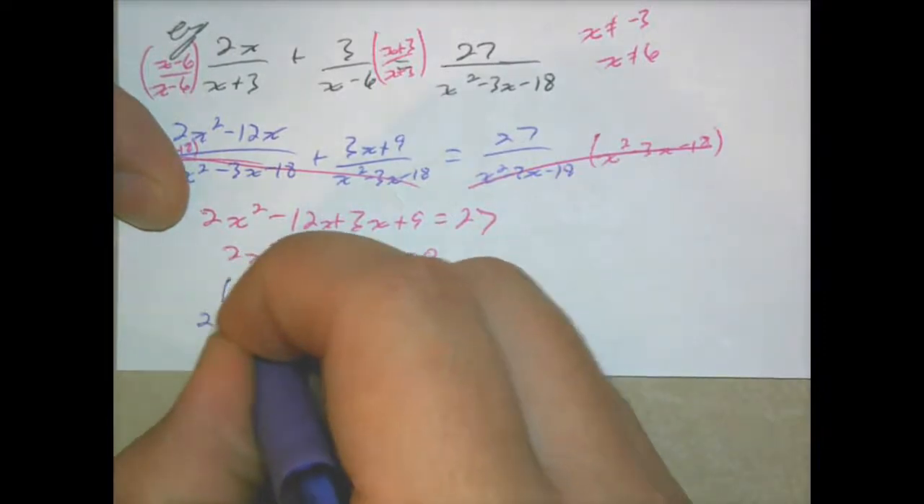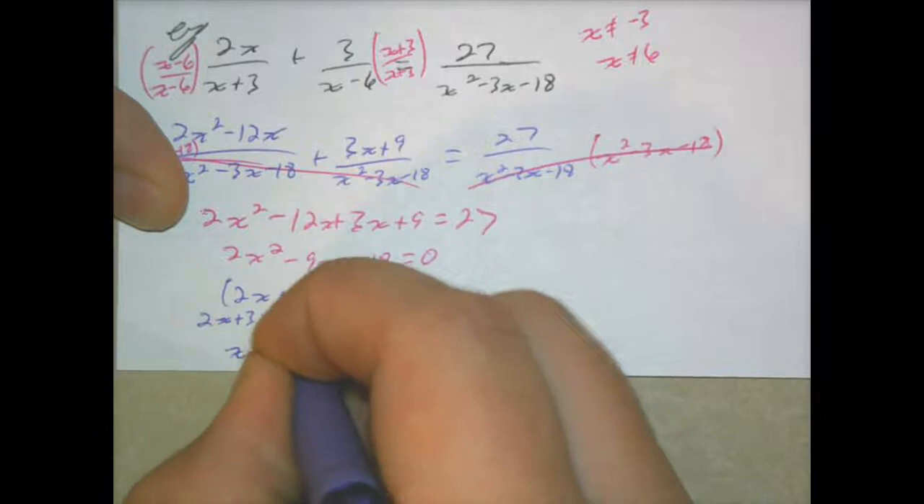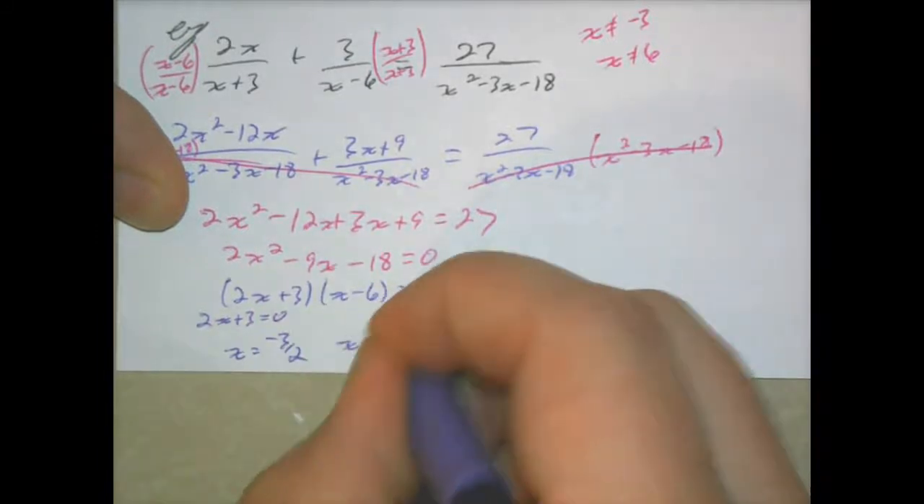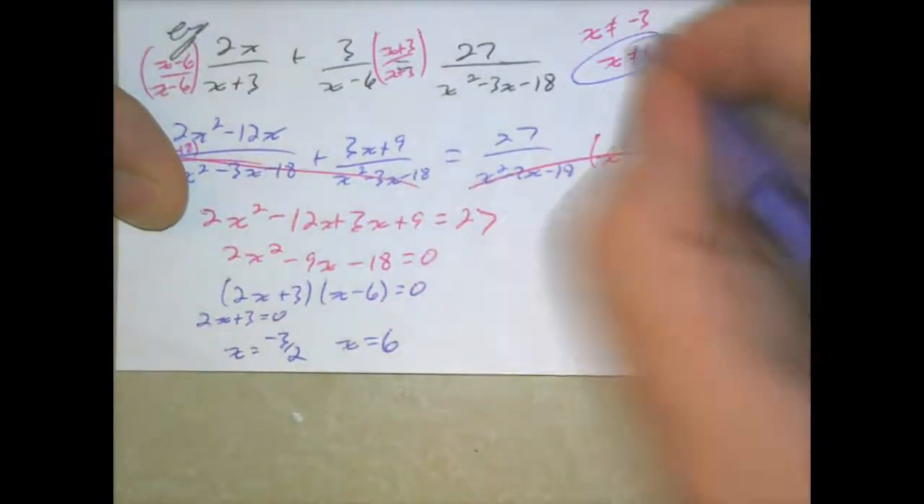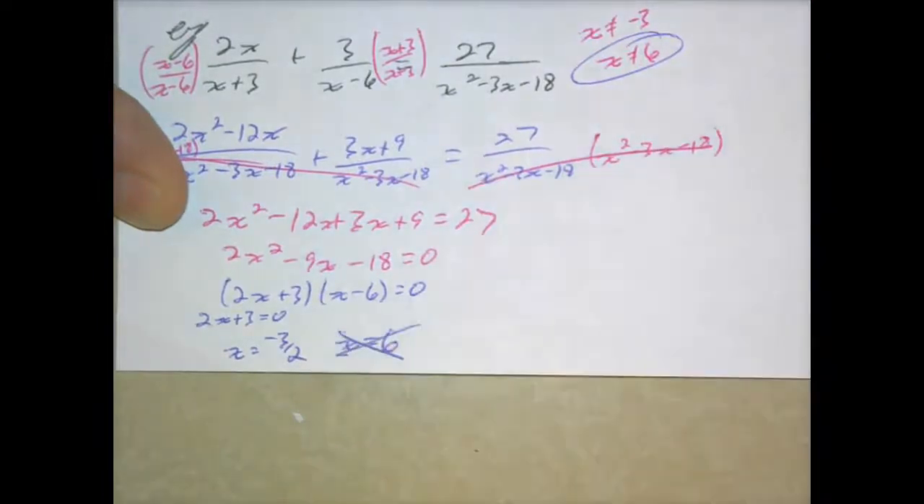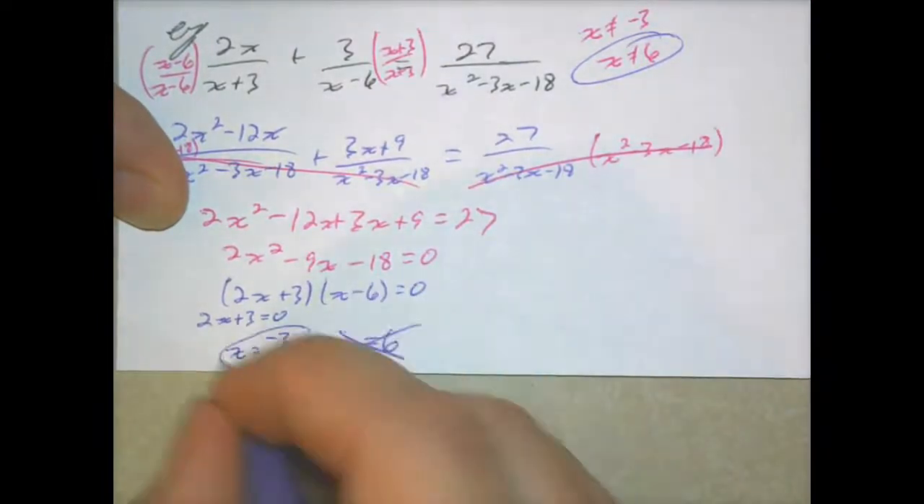2x plus 3 equals 0. So x would equal negative 3 over 2. And x equals 6. But don't forget from our original solutions, x cannot equal 6. So no bueno. That is not a solution. I only have one solution. In this case, I have negative 3 over 2.